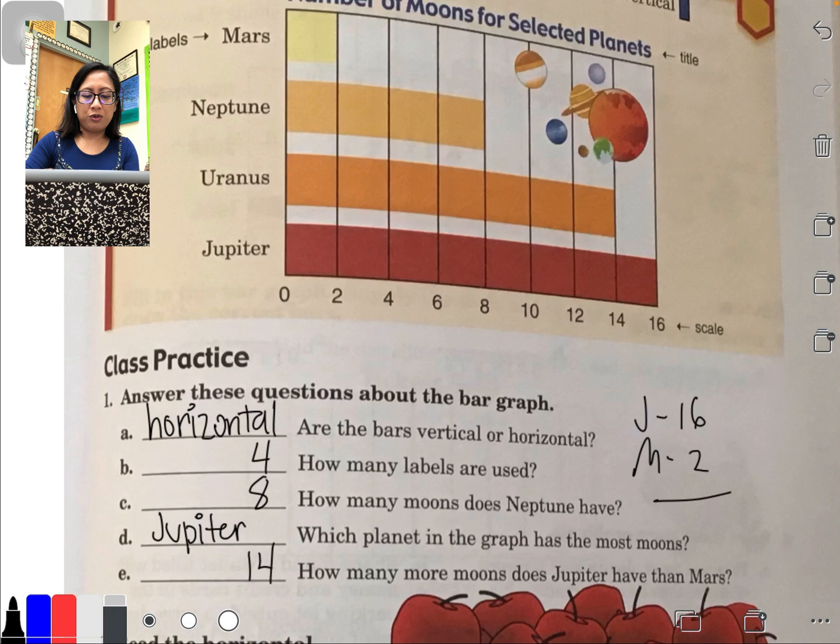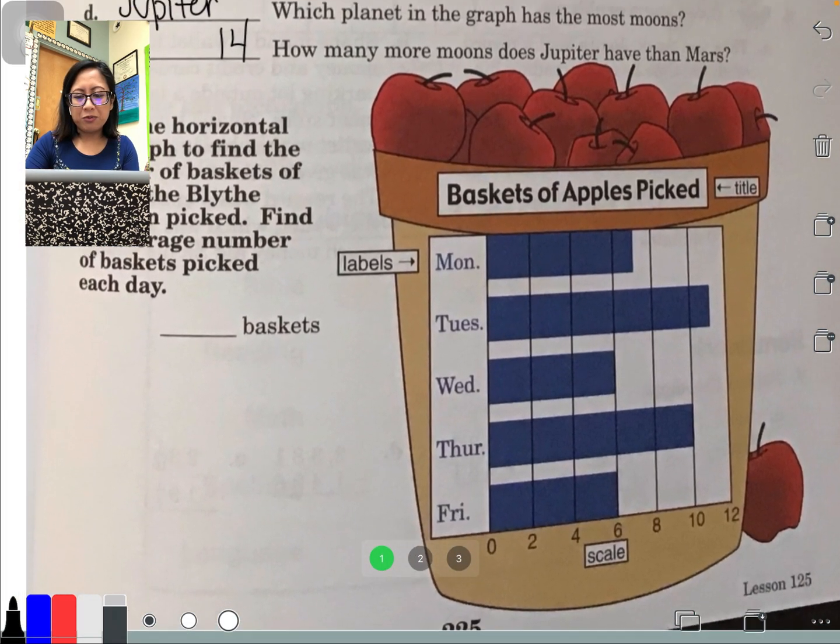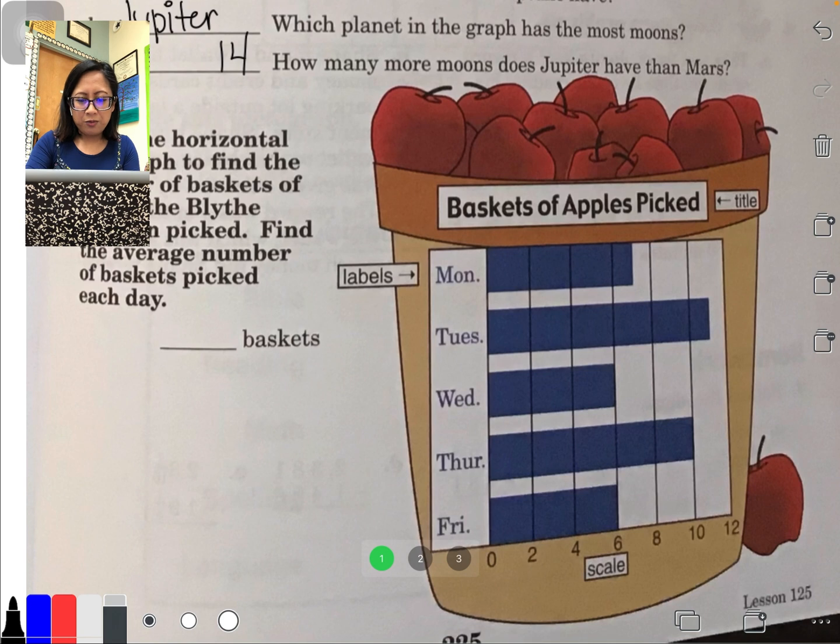We're going to look at another bar graph here. The very bottom, baskets of apples picked. The labels, we've got the days of the week. We only have 5 days of the week. And then scale-wise, we're going to go by 2. As you can see here in the bottom, we're going by 2: 2, 4, 6, 8, 10, 12. Notice how for Tuesday and even Monday, they go in between.